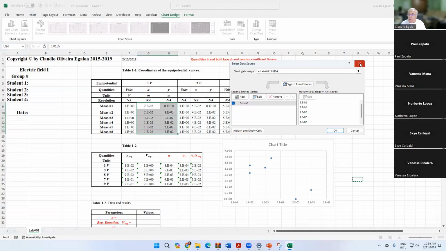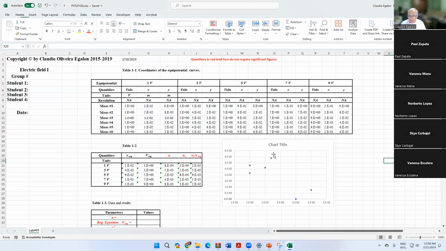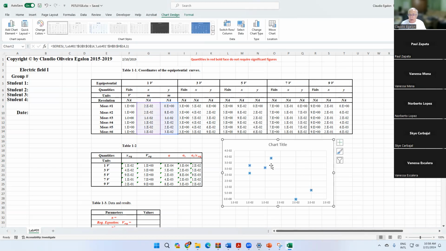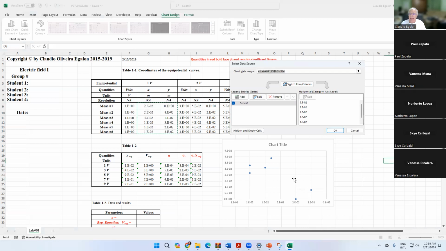Okay, so what we are going to do? Let me close this window. I'm going to start all over again. Here you go. One data point. Right click that data point. Select data. Okay, that's what we have.